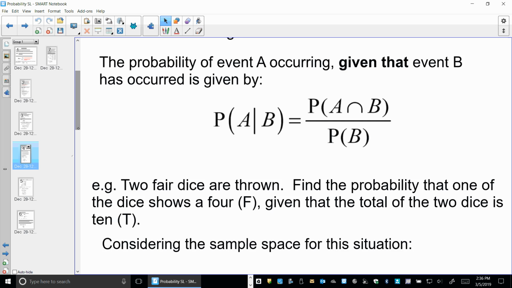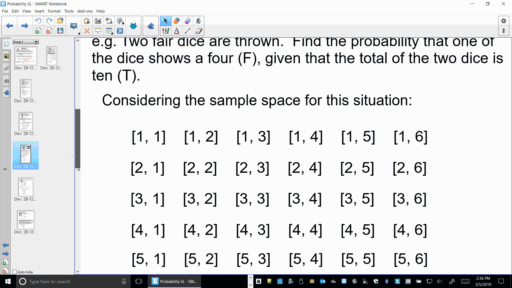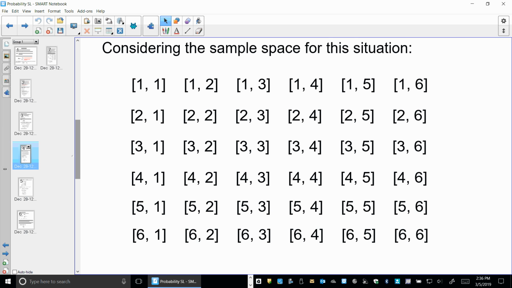So here we go. Two fair dice are thrown. Find the probability that one dice shows a 4, given that the total of the 2 dice is 10. When it comes to two dice being thrown, you have to establish what options you have to start with. Sometimes that can be tedious. Did we have this situation the other day where there was 3 things happening? We were like, how do we draw this? So you have to try and think of some systematic way of making sure you've got all the different options.